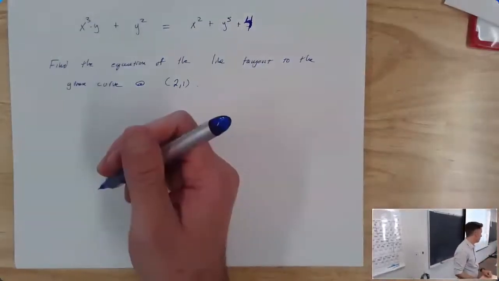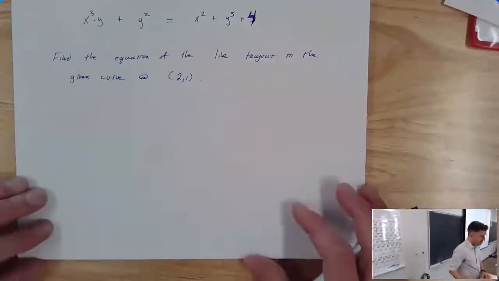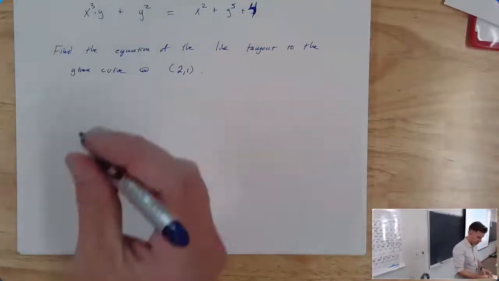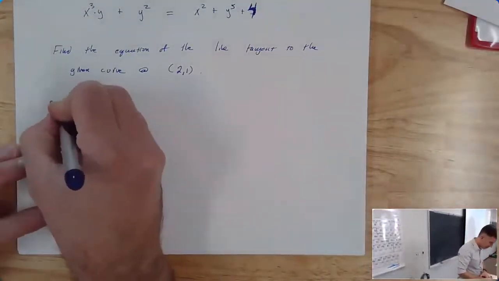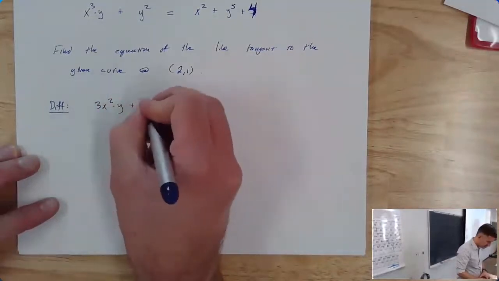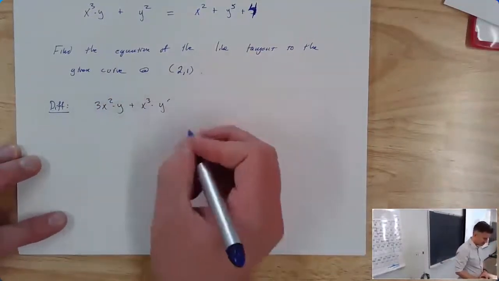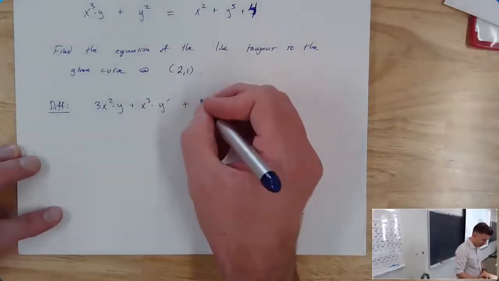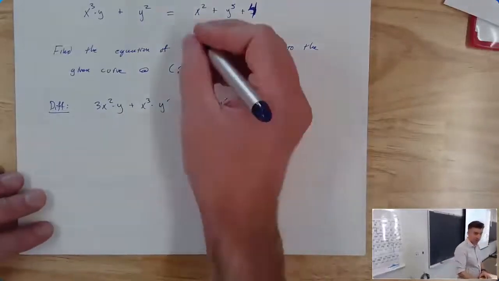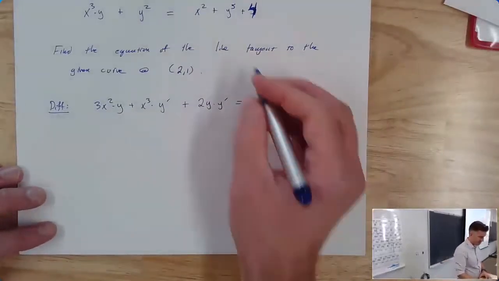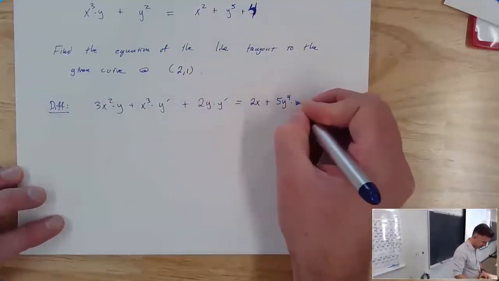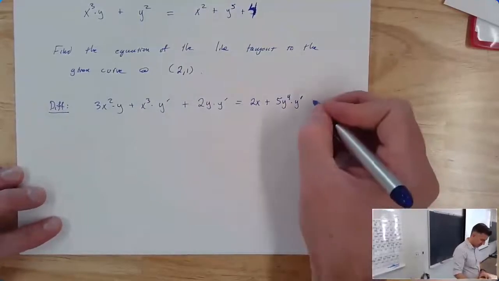So check that. So now, here's what's going to be different about this process. We're going to take the derivative just like we did before. So differentiate both sides. We're going to get 3x squared times y plus x cubed times the derivative of y, plus the derivative of some stuff squared, which is 2 times y times the derivative of y, equal to the derivative of x squared plus the derivative of y to the 5th, or some stuff to the 5th, which is 5 times my stuff to the 4th times the derivative of my stuff, and then the derivative of 4, which is 0.